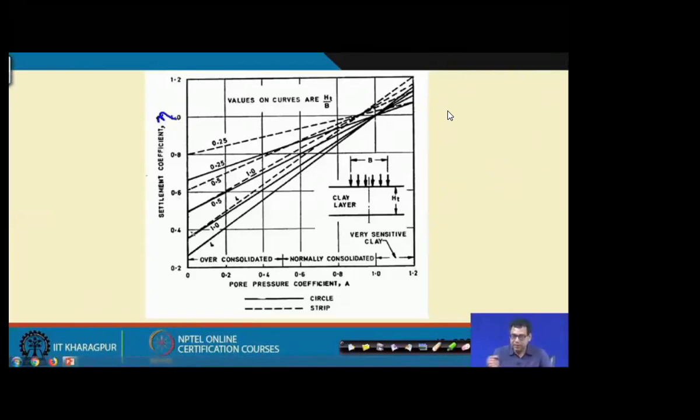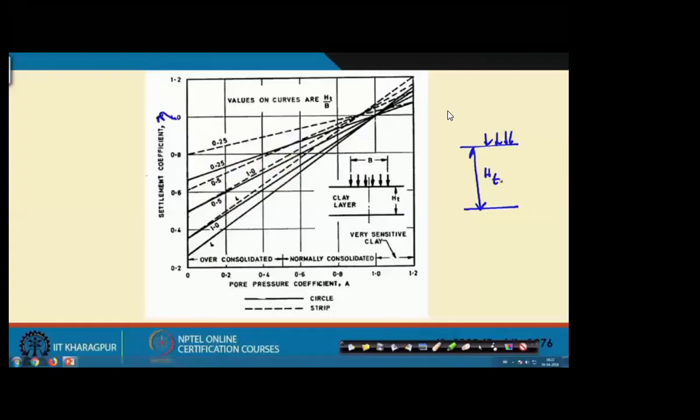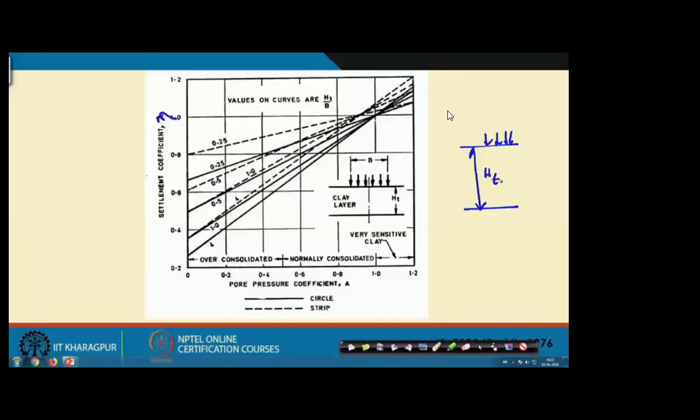What is this chart? This is the foundation base, and this Ht is the thickness of the soil layer that you are considering for the settlement calculation. Remember that when I was talking about bearing capacity, the influence zone was taken as B, but when we are calculating the settlement, you have to go for a bigger influence zone, which is generally taken as 1.5 to 2 times B.